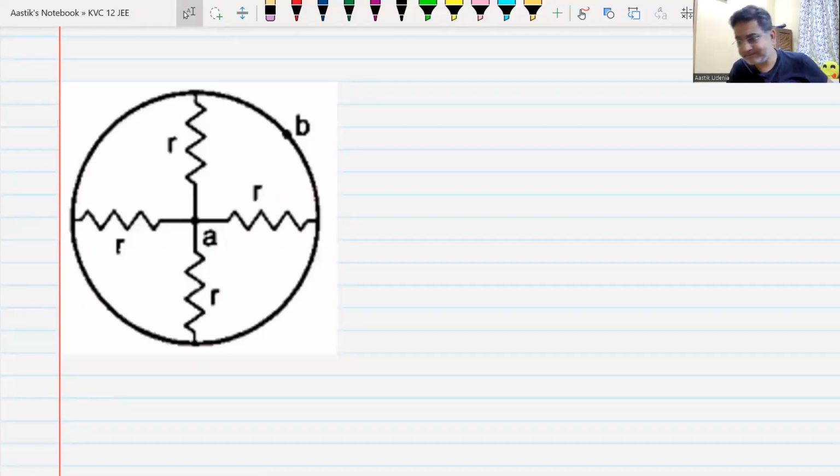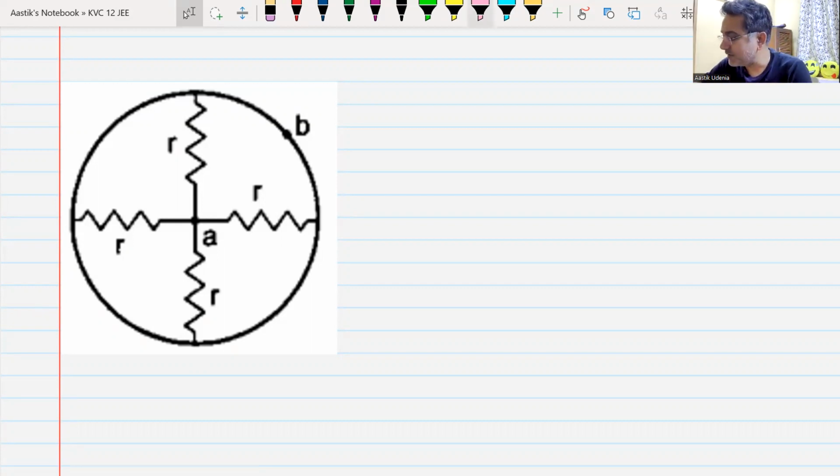Yes, this one. What is the equivalent? R/3, sir. Think, think, think. R/4, sir. R/4, sir. That is correct, sir. How do we get this R/4, sir?